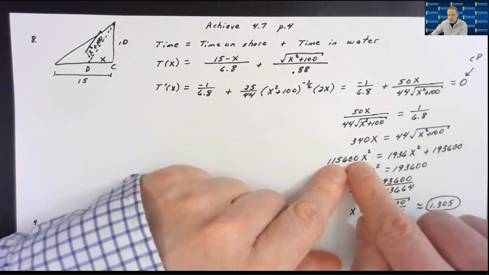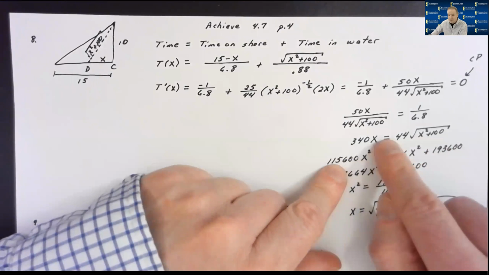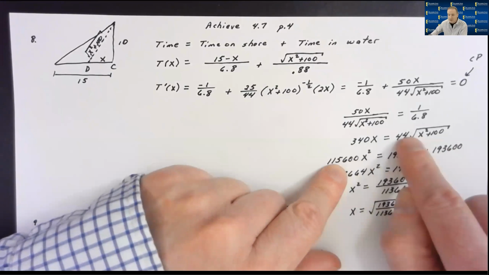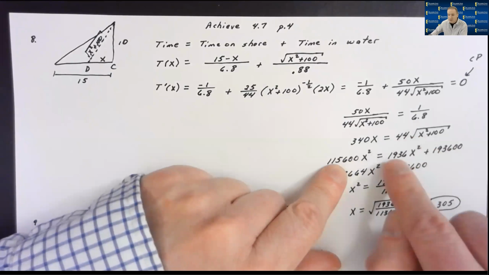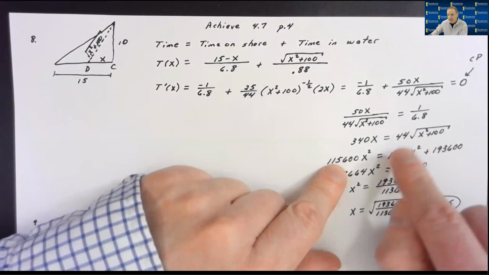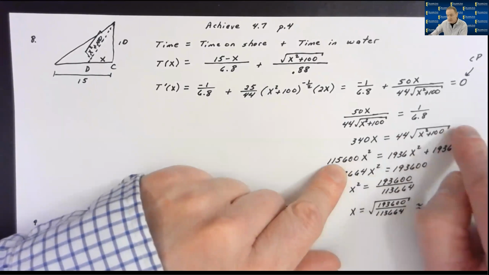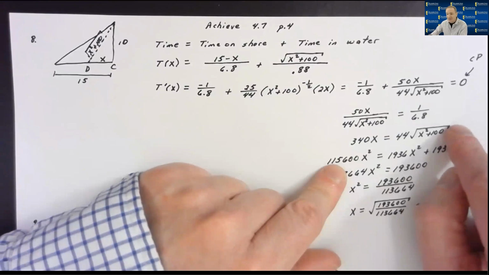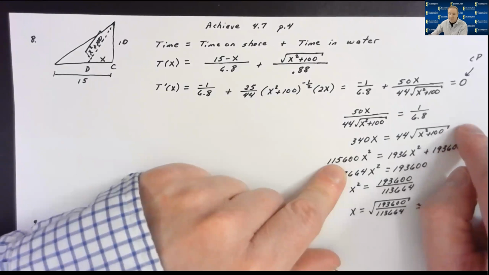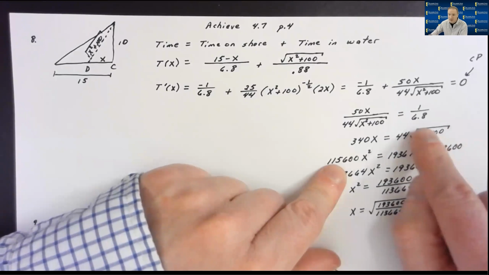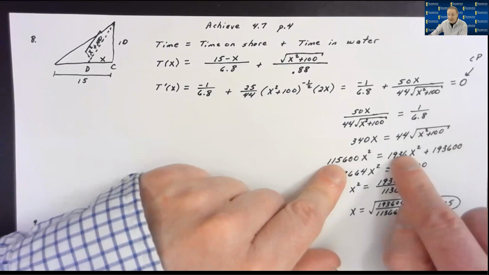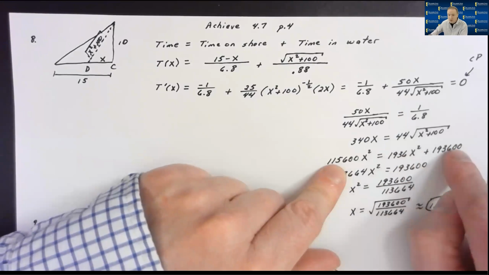340 squared gave me 115,600 x squared. Over here, if you square 44, you're going to get 1936. That 1936 is going to get distributed through this group because, of course, when you square the square root, you just get the group x squared plus 100. So the right-hand side became 1936 times the group x squared plus 100. I distributed that through and got my 1936 x squared plus 193,600.